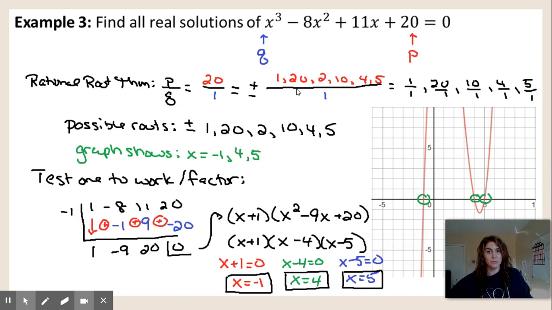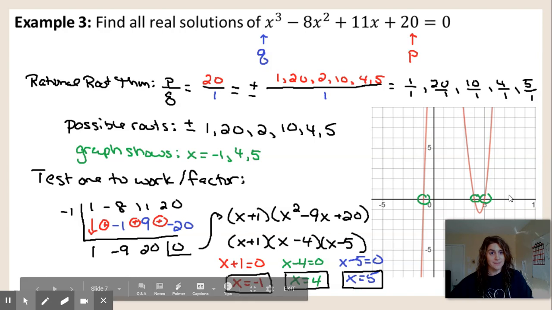And then you split each one up. 1 over 1, 20 over 1, 10 over 1, 4 over 1, 5 over 1. And those become your possible roots. And it's always positive and negatives of those. Once you get your list, you want to narrow it down because that is a possible 1, 2, 3, 4, 5, 6, 12 numbers. And I surely don't want to test 12 numbers.